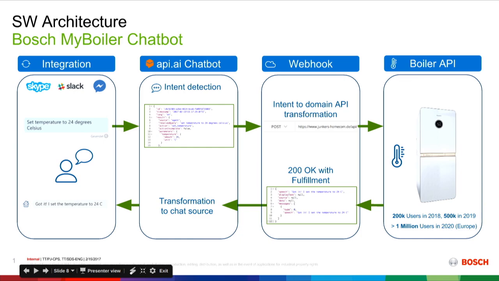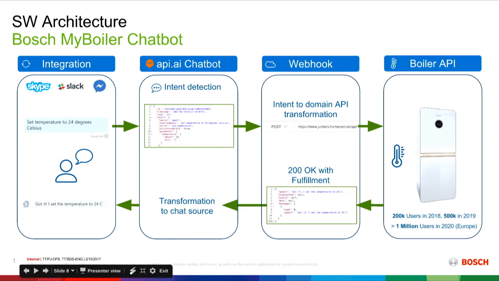And the user can send a message to the API.AI chatbot. That chatbot processes the intent, as shown by Dan before, and the intent detection fires an HTTP call to the webhook. The webhook is now a piece of software we have developed which maps the API.AI intent to a domain-specific API call, so to a call to our boiler.